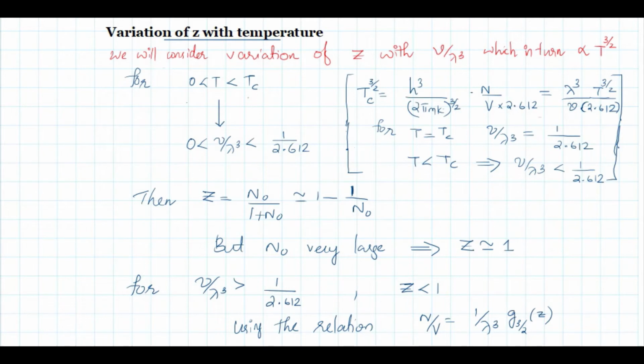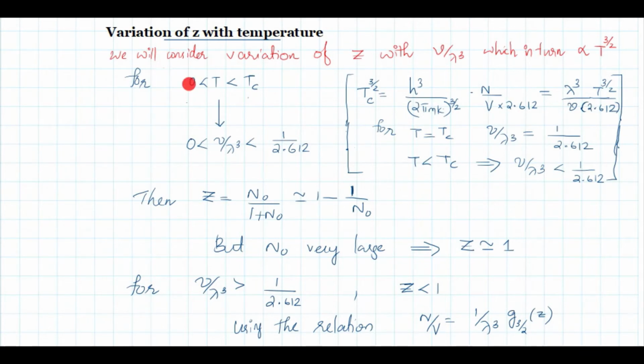And this n you can take to the denominator so that v by n becomes small v, and h you can multiply and divide with T raised to 3 by 2, then you will get this term as lambda cube, and there will be a T raised to 3 by 2 in the numerator. Okay, so when T equal to Tc, this Tc raised to 3 by 2 and this Tc raised to 3 by 2 will cancel, and you will get the value of V by lambda cube as 1 by 2.612.